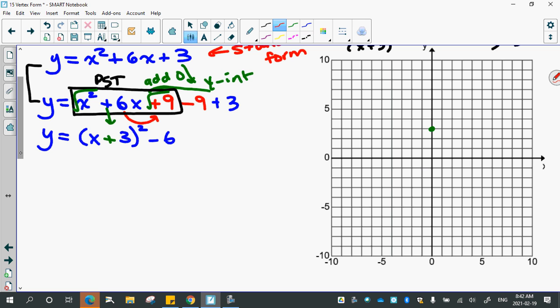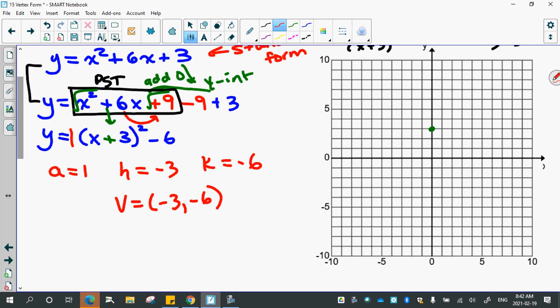So now I know that a is 1, and what are h and k? Yes. And k is negative 6. Good. So the vertex is going to be (h, k), so negative 3, negative 6. So now I can go on to my graph and plot the vertex at negative 3, negative 6.